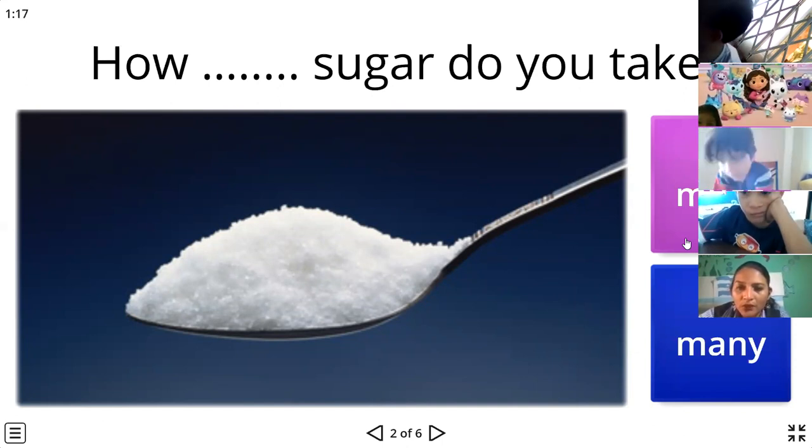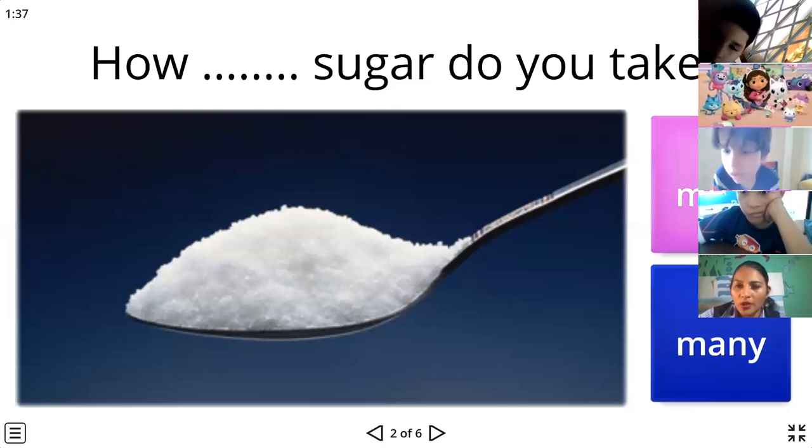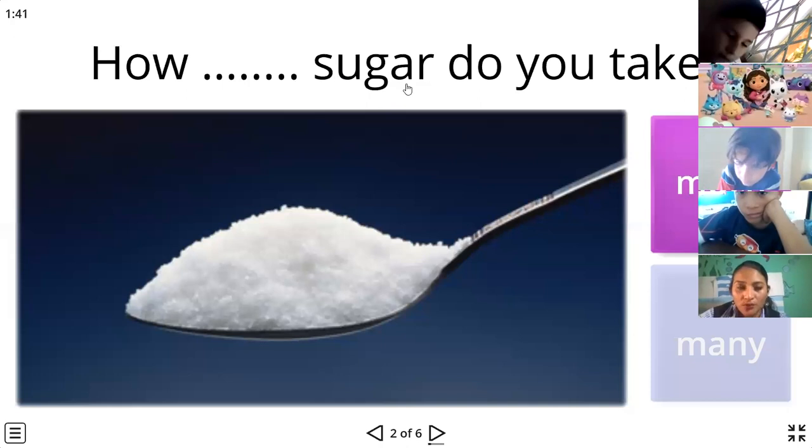Now you have to help me, please, Samuel. Number 2. Here we have sugar, right? What is the answer? How many sugar or how much sugar do you take? How much sugar do you take? Very good. Excellent, Samuel. How much, because sugar is uncountable, right?